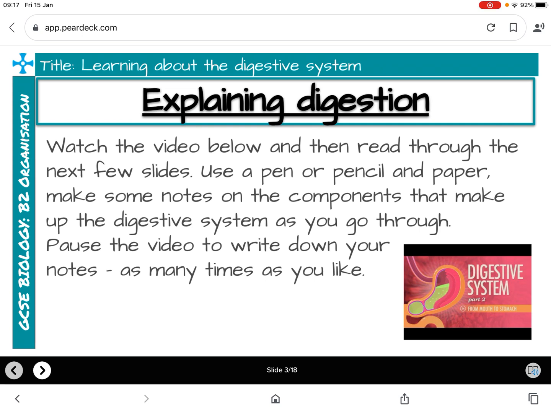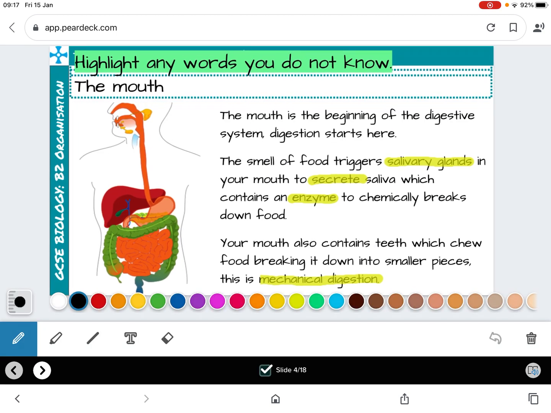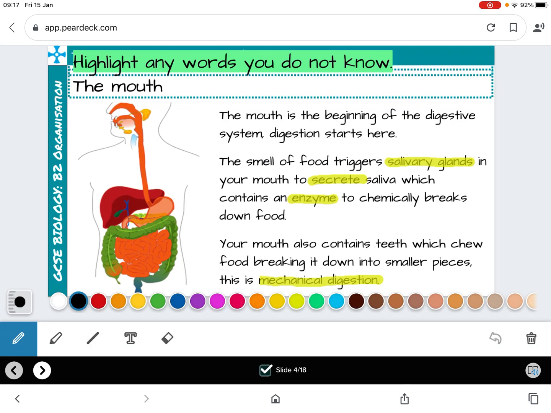Then I asked you to watch a video. If you didn't watch the video, then you were going to find lots of this next part of the lesson harder because you hadn't watched what happened between the mouth and the stomach. These things aren't put here just for you to skip over. They are put for you to use as part of your learning. Same with these slides where it says highlight any words you don't know. If you just skim read it and you're not really engaging with the work, then you're going to struggle later when it comes to the questions.